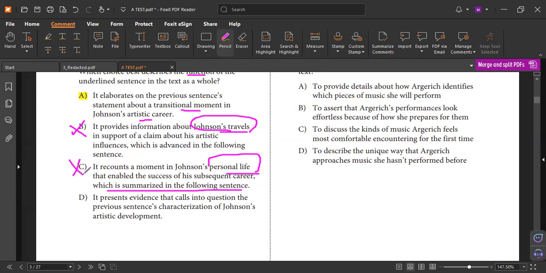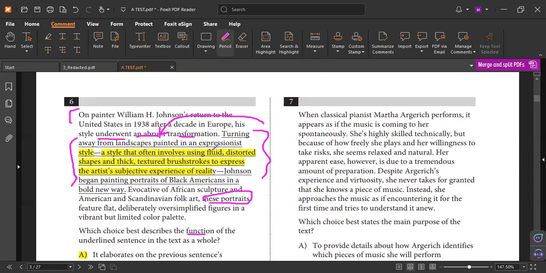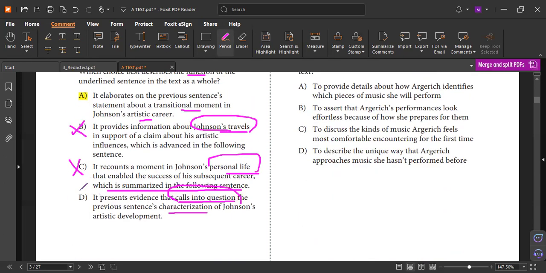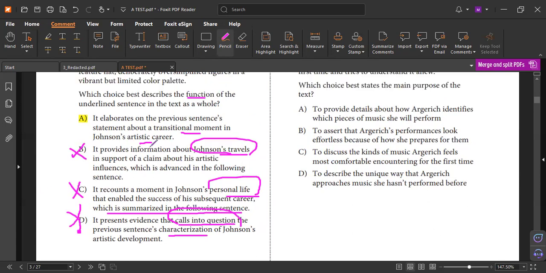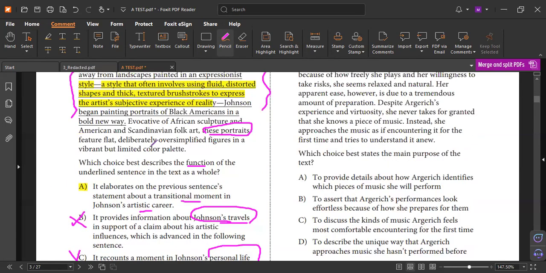Many answers are made half correct, half wrong. Again, it presents evidence that calls into question the preface sentence's characterization. Calls into question means to doubt something. Okay, but this one does not put questions or doubt or opposition to the preface. It's not. So it's opposite. So letter D is not supported in the text. This is the way of answer making. That's why. But what limits your thinking is the question. What does the question need exactly?